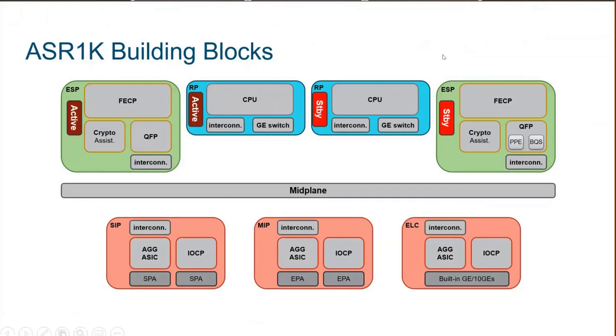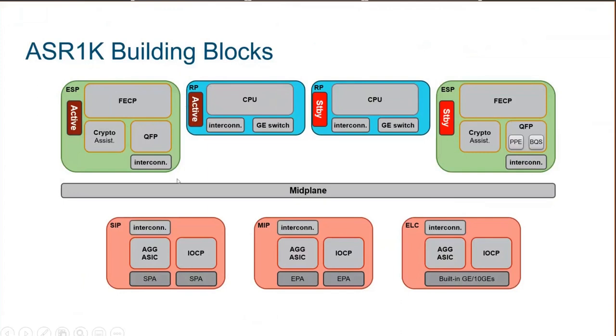Again, we have two ESPs for redundancy. This is just an example. Customers can run with only one RP and one ESP as well. Having two of each is not mandatory, but it is better since it gives redundancy. The whole chassis won't go down if there is a breakdown of an RP or ESP. There will be another module which will take over and will not cause downtime. That is the principle.